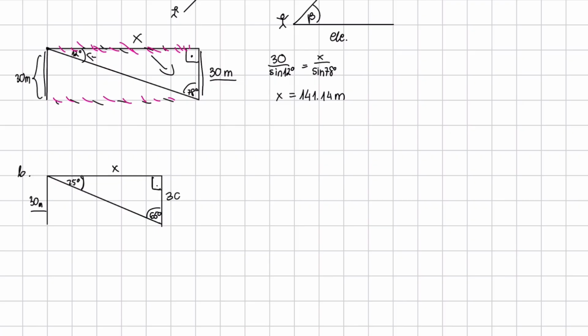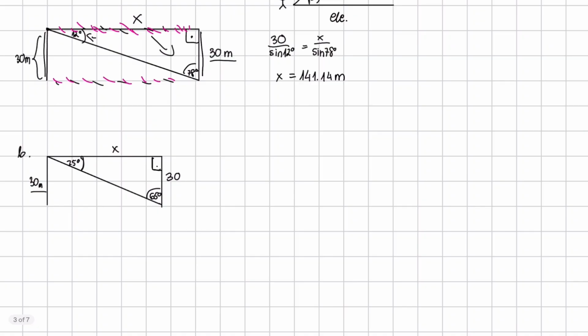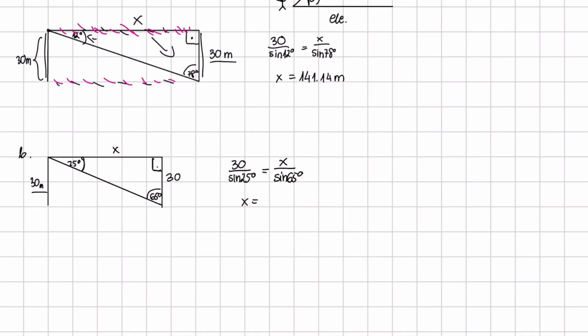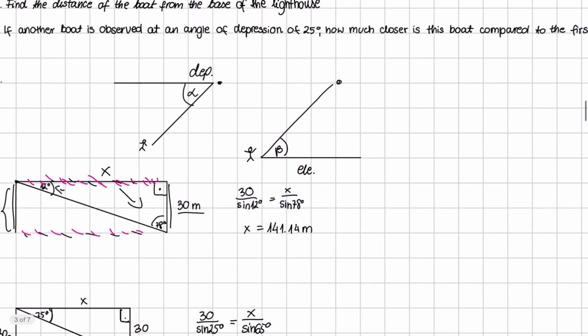Here of course also 30, so we can once again use the sine rule. So we have 30 over sine 25 degrees equals x over sine 65 degrees, and we have to calculate our x, and x is 64.34 meters. So this is the distance, and we have to calculate how much closer this boat is compared to the first one.